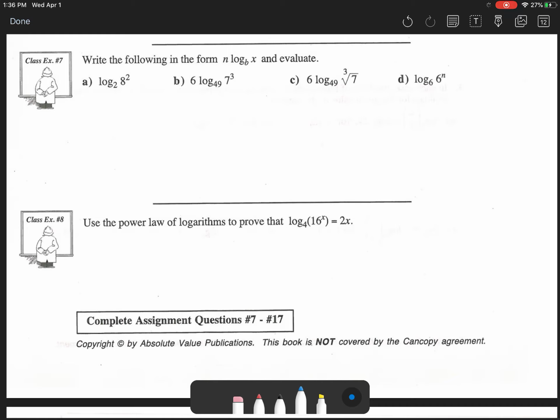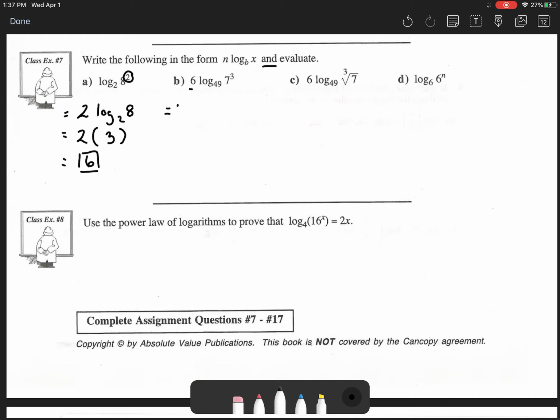Now, in the next set, write the following in the form n log base b of x and evaluate. So I have to write it in a certain form and evaluate it. When I take a look at A, this 2 that's an exponent attached to the 8, I'm going to bring it down in front. So 2 and then log base 8. This is going to mean 2 times what log base 2 of 8 is, and that's 3, right? Because 2 cubed is 8. So 2 times 3 is 6. And there you go. Hopefully that makes sense.